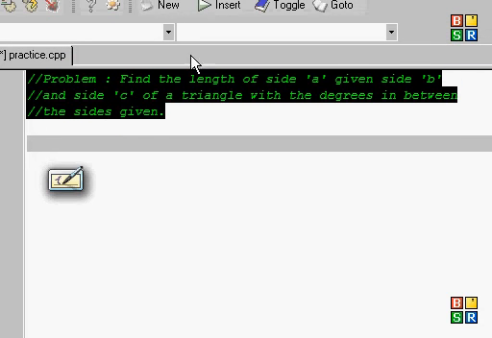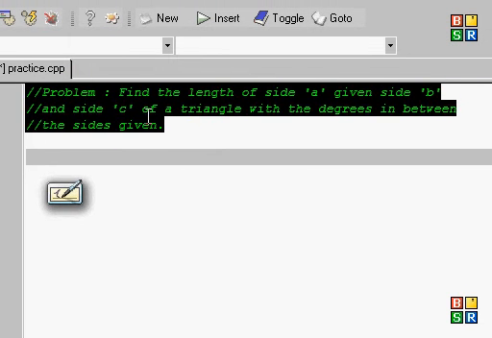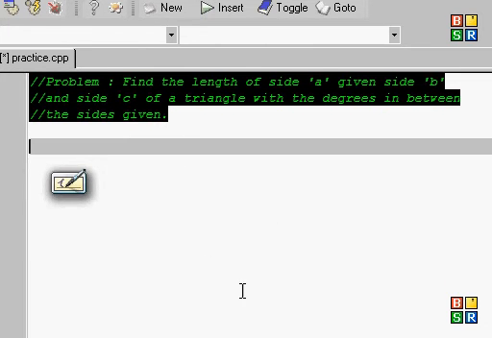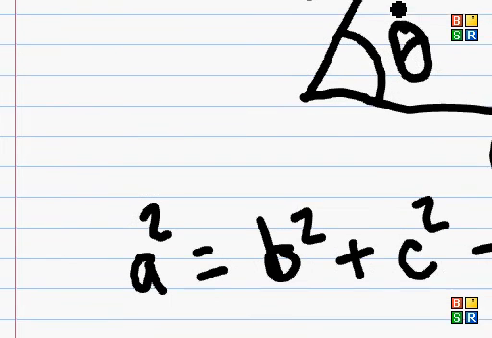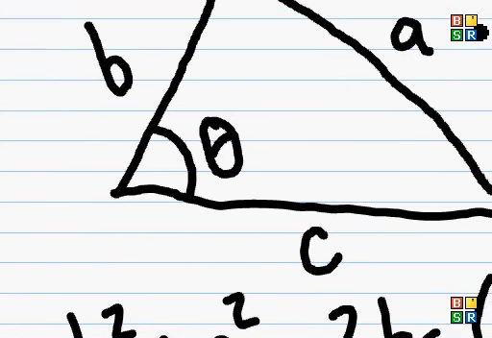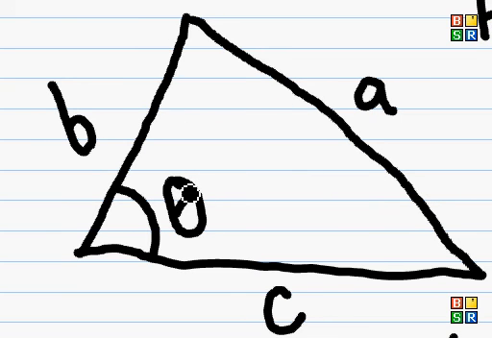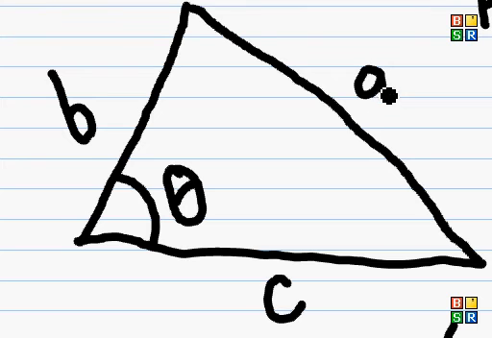The problem is: find the length of side A given side B and side C of a triangle with the degrees in between the sides given. It might sound a little confusing, so I drew it out. So basically you have just a normal triangle. You're given side B, theta, and side C, and you want to find side A.